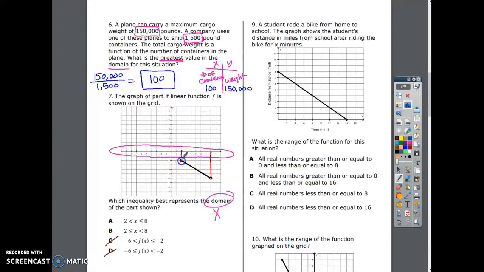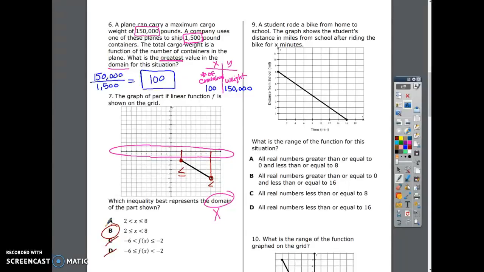One of them is a closed circle at 2. That means you have to have a line underneath. And then the other one is an open circle at 8, which means you do not put a line underneath it. Okay, open circles, if you look on the board in my wall, open circle, no line underneath. Closed circle has a line underneath. It's the pink paper on my wall. So the answer is B.